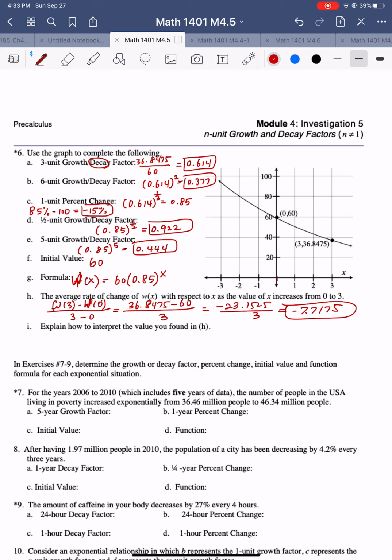So this is the constant rate of change needed to have a change in w of x of negative 23.1525 when x changes by 3.